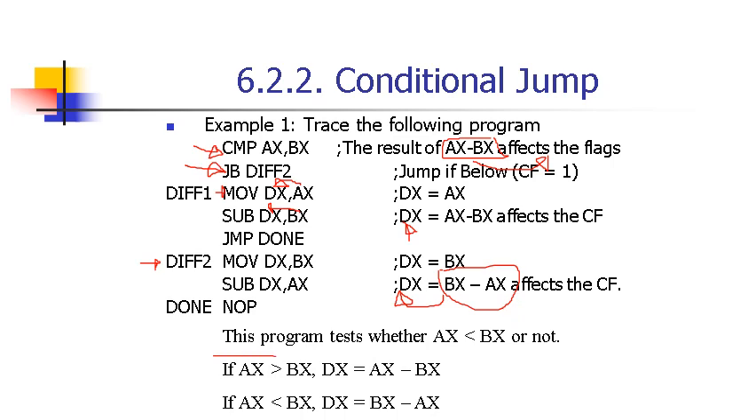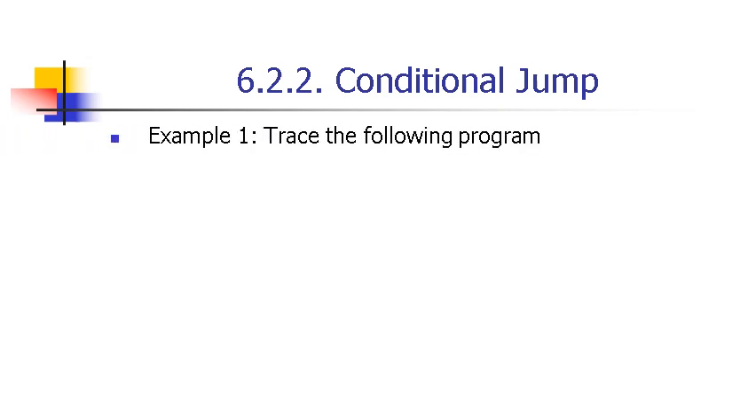So here you are. If AX is larger, you get AX minus BX and save it in DX. If AX was smaller than BX, you get BX minus AX, and place the result in DX. Good. Let's trace another program.